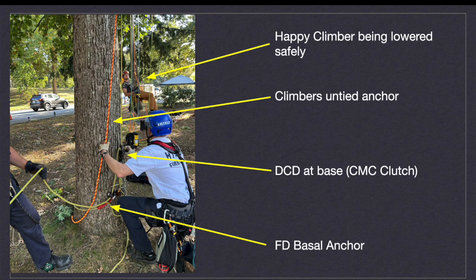They tied into the butterfly that was in that orange line, which is the climber's line. So they've untied it now, and he's just holding a little back pressure on it. Good work practice, not necessary, but that's the untied anchor of the climbers. And up top, you have a very happy climber being lowered to the ground from the base without any rescuers having to go in the tree.